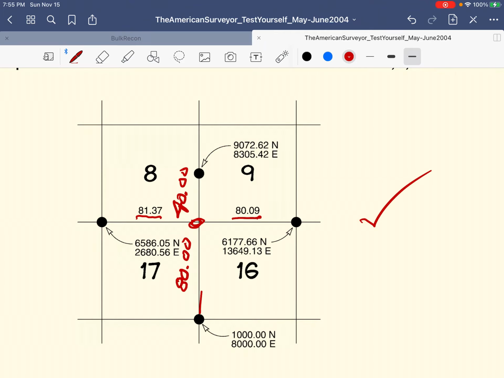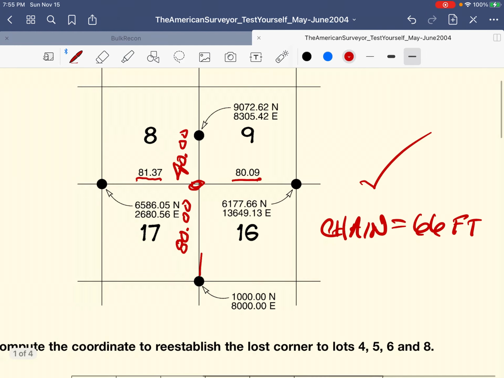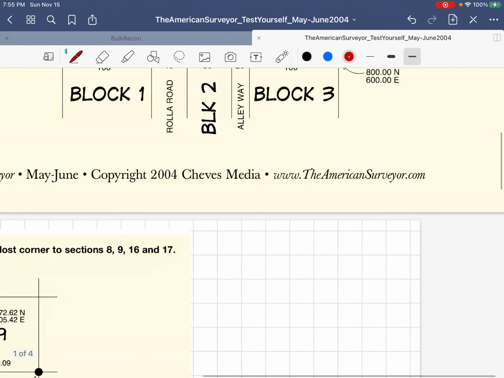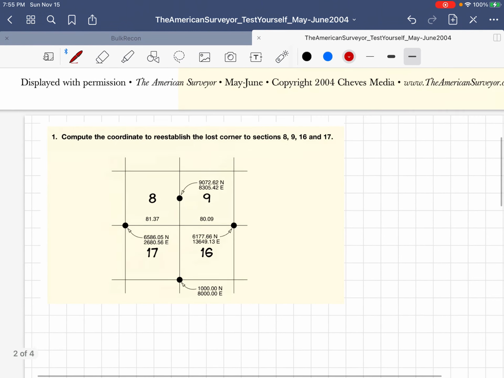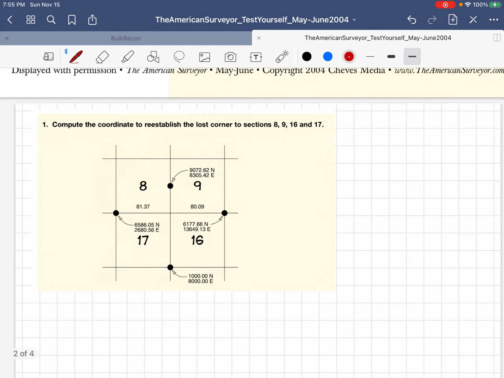But again, this is part of the United States Public Land Survey System. And by the way, one chain is equal to 66 feet exactly. So we'll keep that in mind. So let's dive into the very first problem here, where he says, compute the coordinate to reestablish the lost corner to sections 8, 9, 16, and 17. So that's right here. Well, to establish the northing, we're going to proportion between these two corners. Remember, I said those two distances would have been 80 and 40 exactly. And then to calculate the easting coordinate, we would proportion between these two found corners.